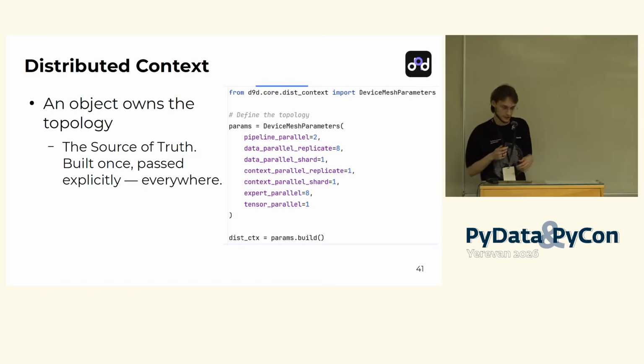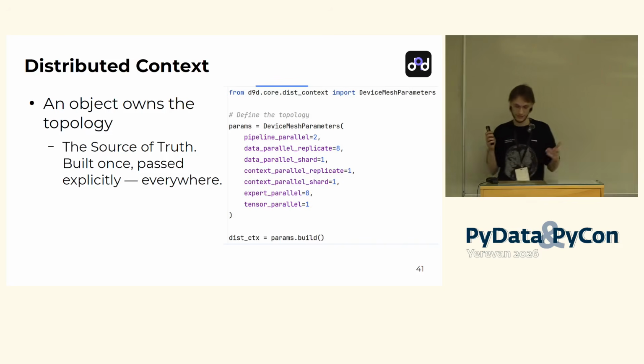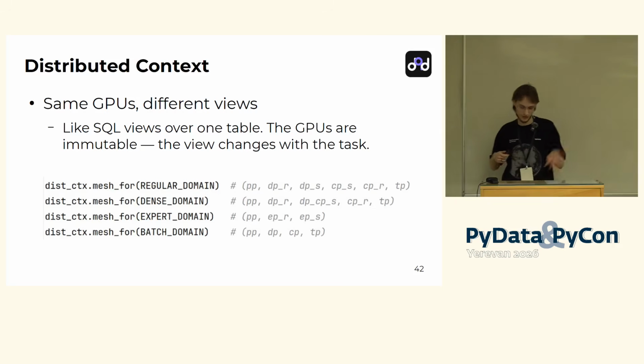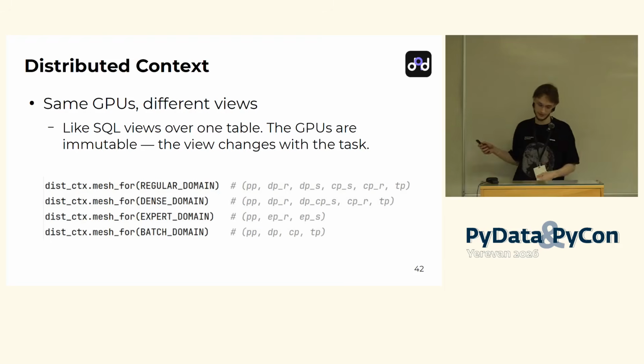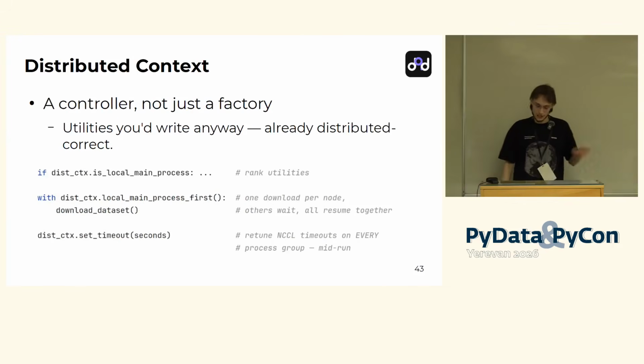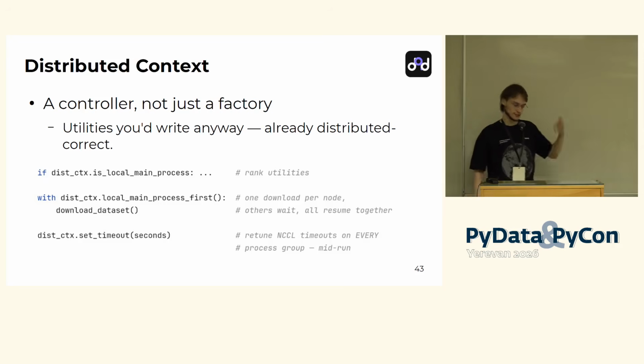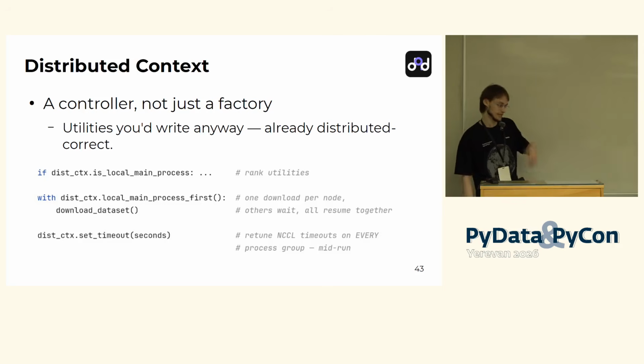In d9d, we wanted to create a small object called distributed context that's created from device mesh parameters, and it's built once and passed explicitly everywhere. You can use it for creating these logical views I've shown you some time before. So you can use these views for different layers, and you can trace what's happening from end to end, from creating the distributed context to where it's actually used. It also contains some utilities for making distributed-aware checks, for setting timeouts for your NCCL process groups. So you can control your cluster topology from one object, and that's cool in my opinion.